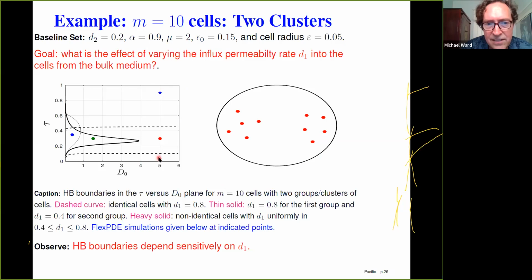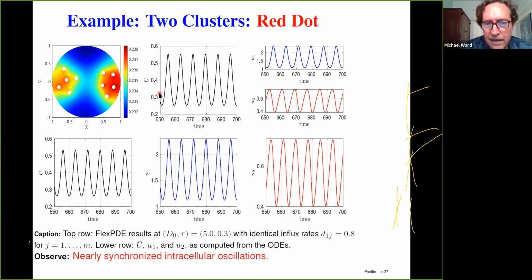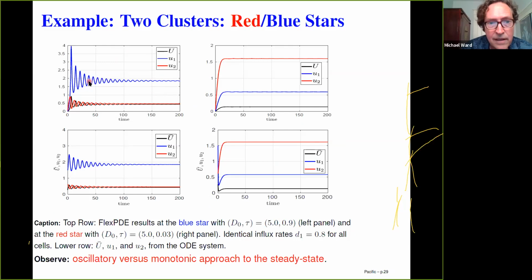Now, what happens over here at these dots? Red star, blue star. There you see the steady state is stable. At the red star, you see an oscillatory approach. This is the FlexPDE simulation, the first row. This is from the ODEs, just with different initial conditions, but the steady state value is the same as predicted by FlexPDE and the ODEs. Monotonic approach to the steady state, oscillatory approach to the steady state, and that's because the eigenvalue in this case is slightly in the left half plane. So it's like a decaying, damped oscillation.